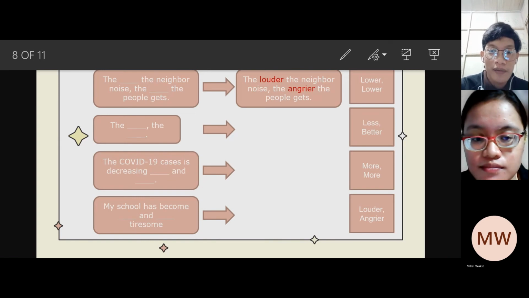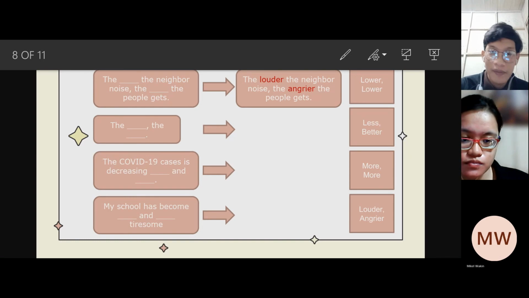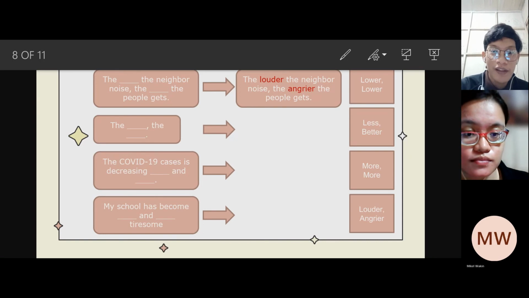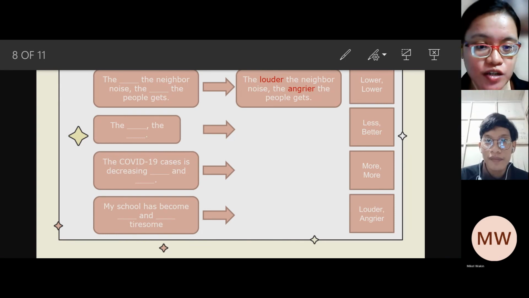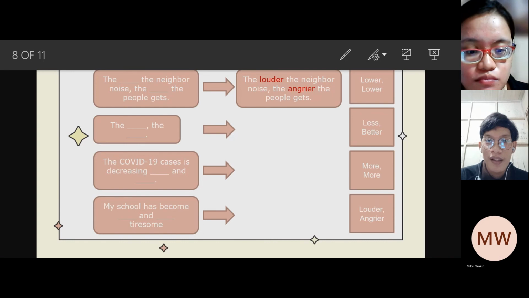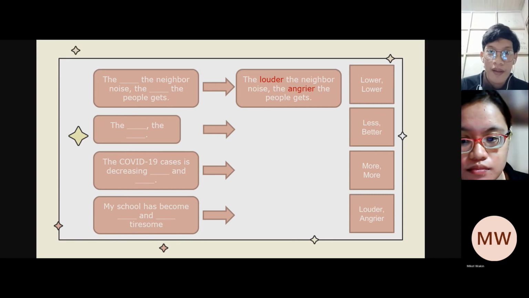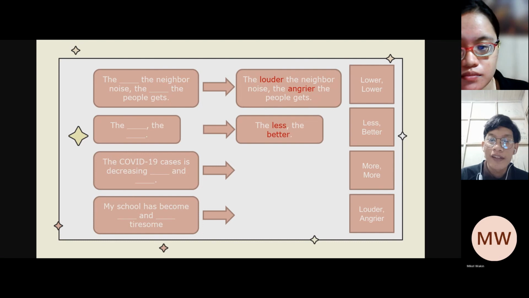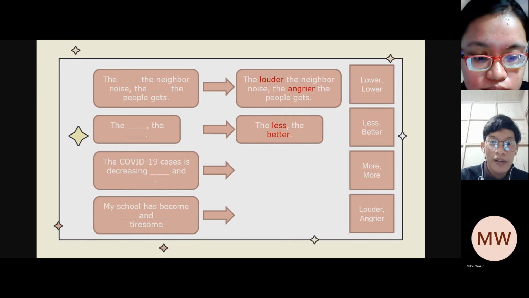How about this one? Wait, Miss Salget, allow me to read it first. The blank. What do you think of its missing comparative expression? I think, sir, the missing comparative expression, po, is the less and better, sir. Let's check if you are correct. And yes, that is correct. The less, the better is our sentence here.